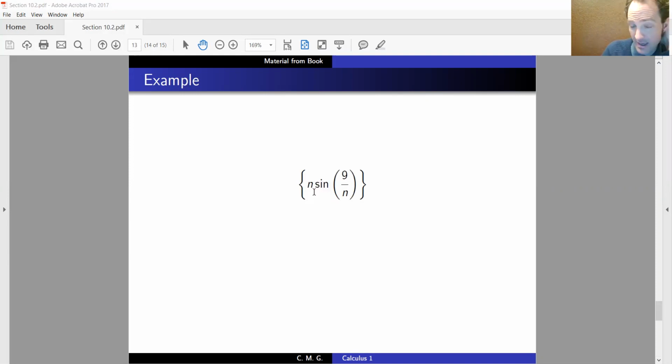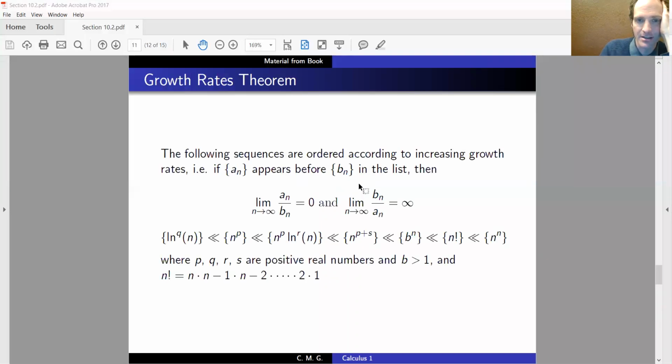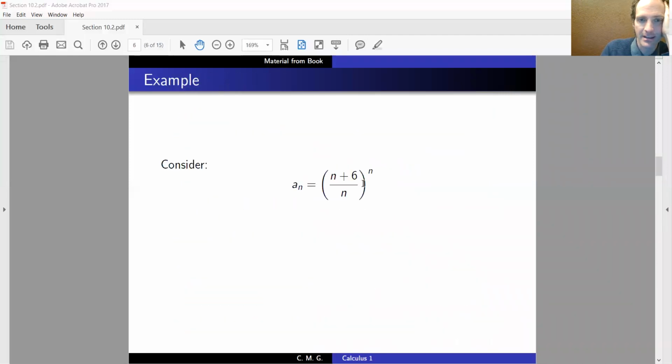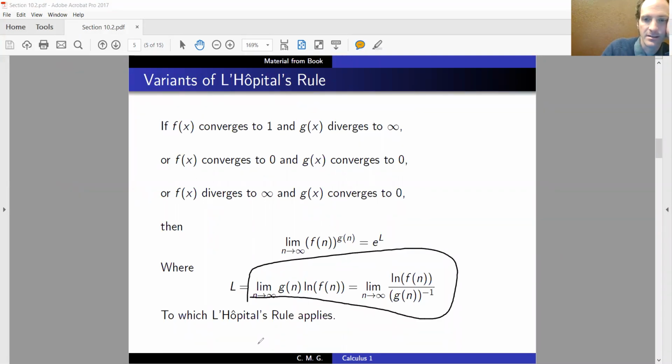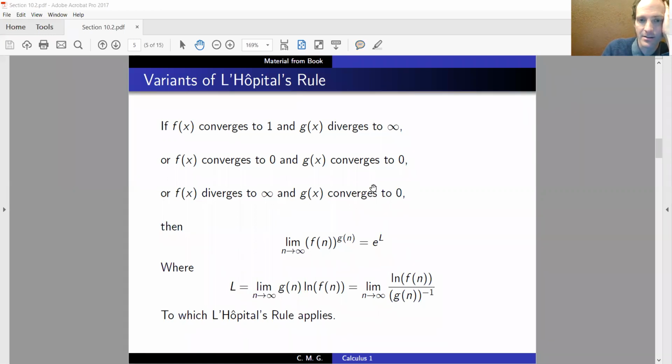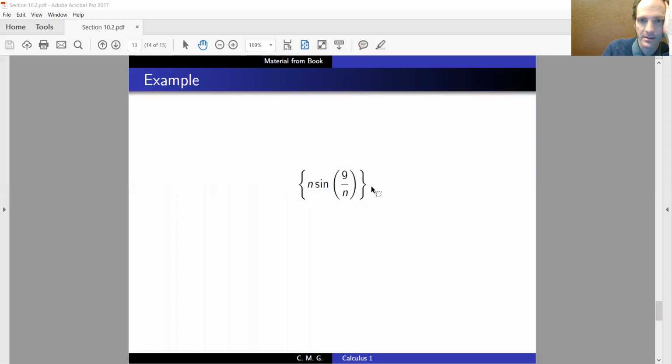All right. Then finally, we look at something like this. This one is not quite the L'Hopital's rule that we were doing before. It's actually like a subset of that L'Hopital's rule. So it starts when we look at the product. Limit of the product is the limit of the natural log, or the term on top over the term on the bottom to the minus 1. So what we have here is a product that goes to, looking at this, as n goes to infinity, sine of 9 over n goes to 0. So this is like infinity times 0.